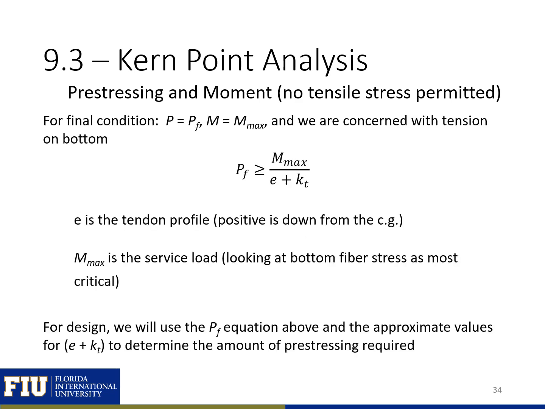Tension in the bottom of our section is typically going to control at service. So because of that, for our bottom Kern point, or bottom fiber expression, our top Kern point expression, we would use our final conditions. So we'd use the force in the pre-stressing after all losses, or P sub F, and we'd use the maximum moment due to all of our service loads. So our self-weight, our superimposed dead load, and our live loads.